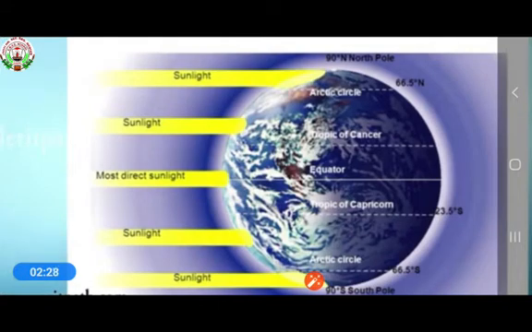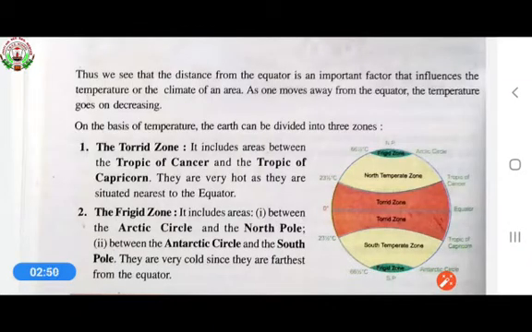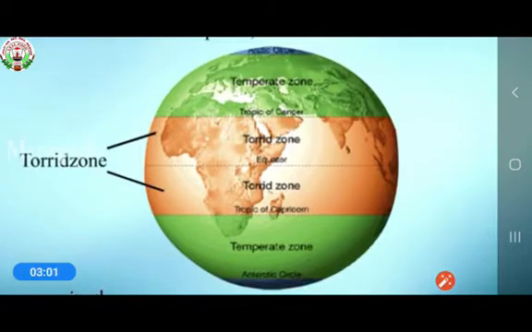Depending on the amount of heat received, there are three climatic or heat zones on the earth. They are the torrid zone, the temperate zone, and the frigid zone. The area on both sides of the equator between the Tropic of Cancer and the Tropic of Capricorn is called the torrid zone. The word torrid means extremely hot. As it lies near the equator, this zone receives maximum heat. It is hot throughout the year.